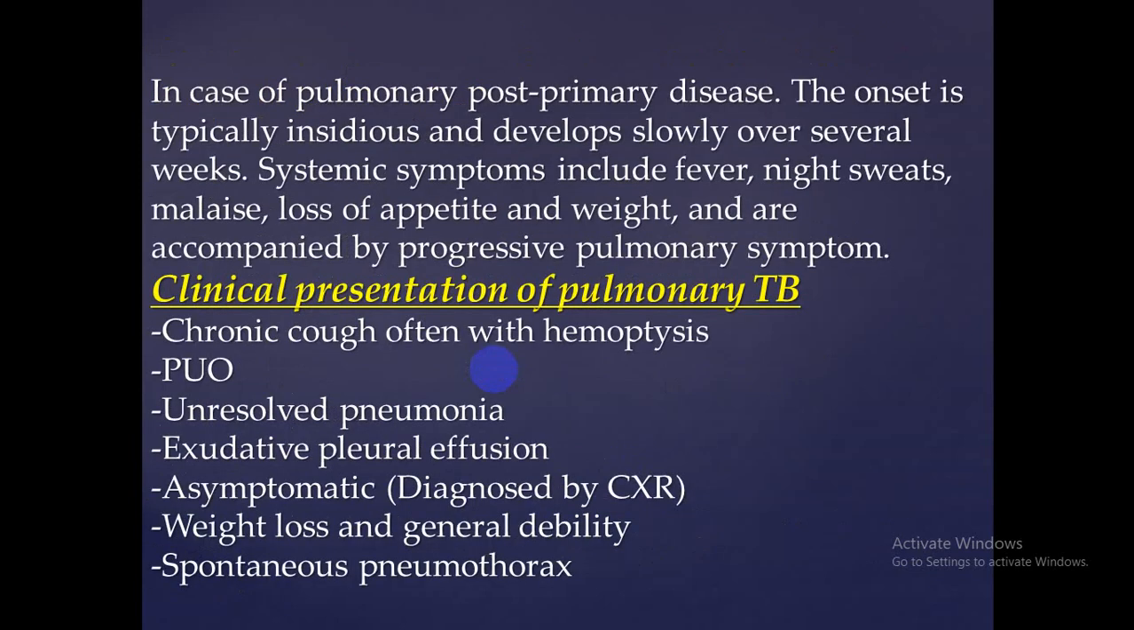In the case of pulmonary post-primary TB, the onset is typically insidious, developing slowly over several weeks or months, and patients come with fever, night sweat, malaise, loss of appetite, anorexia, and weight loss. The patient is characterized by chronic cough with hemoptysis, unresolved pneumonia, pleural effusion, and sometimes the patient is not diagnosed by X-ray, with weight loss and spontaneous pneumothorax. This is post-primary TB, which we call the latent type or adult type, because it occurs many months or years after the primary infection.